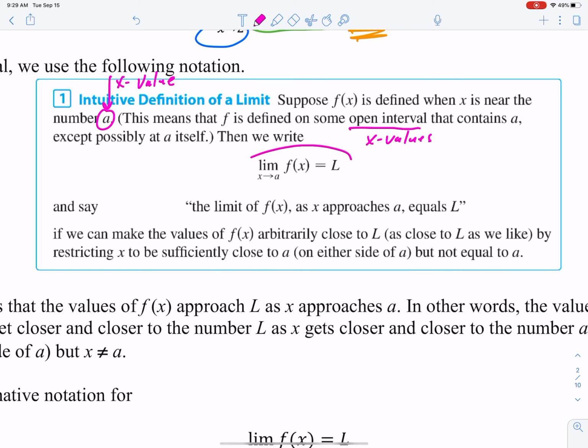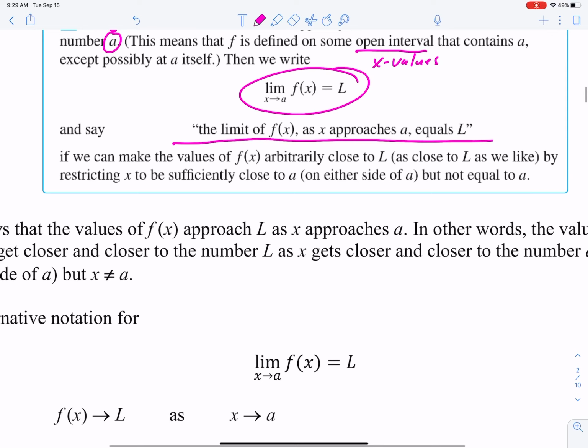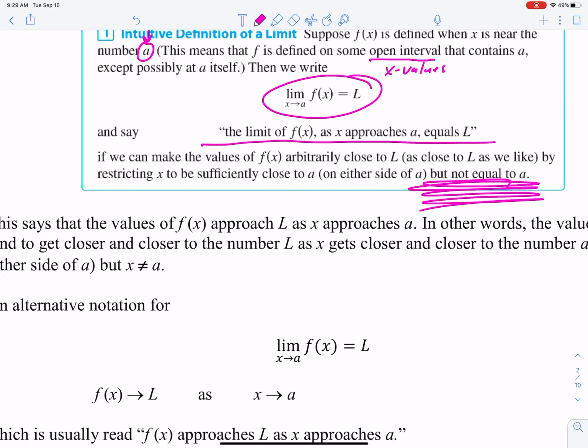Okay, so again, here's the notation. The limit as x approaches a of f of x equals L. L is that limiting value. We say this if we can make the values of f of x arbitrarily close or infinitely close to that limiting value L by restricting x to be infinitely close to a on either side of a, and again there's the kicker, right? But not equal to a. We're not going to concern ourselves with what's happening at that a value.